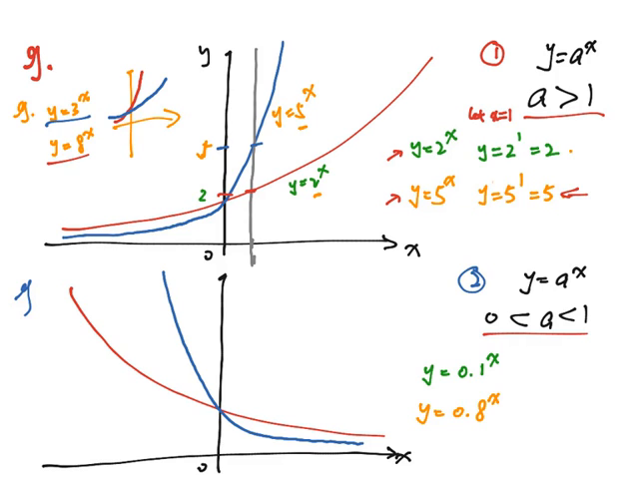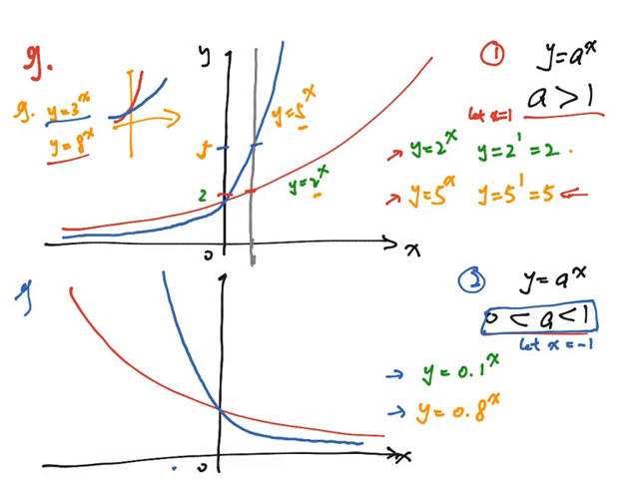Next, we'll consider another case when a is between 0 and 1. We have this situation, 0.1 power x and 0.8 power x. So let's do the proof again. This time we will let x be equal to -1. That means around this side.